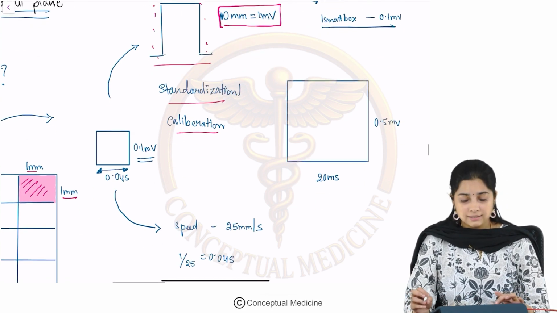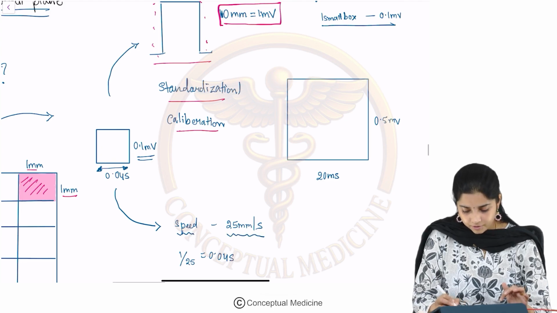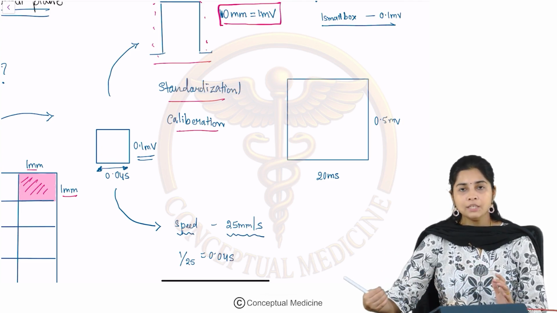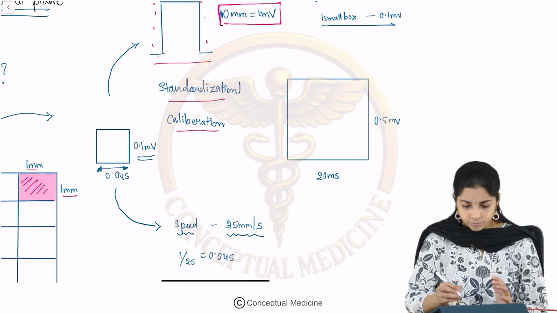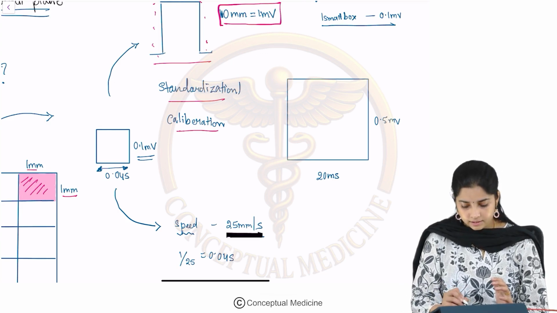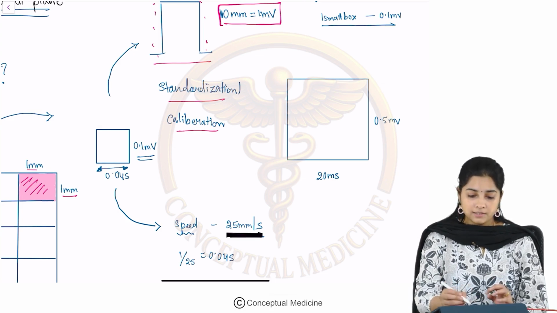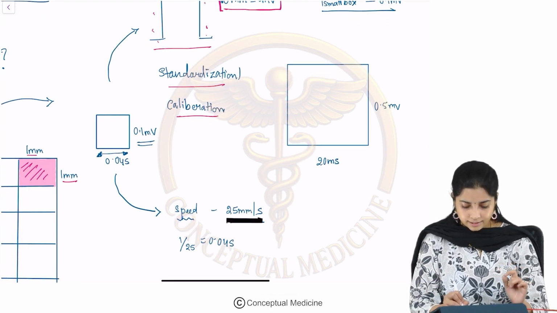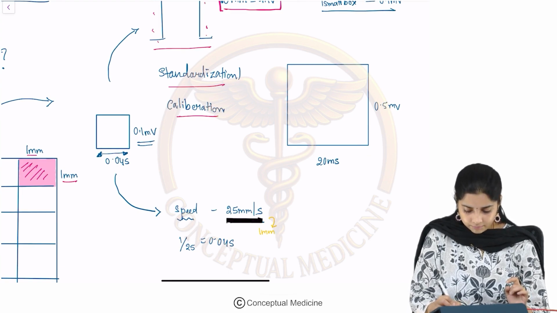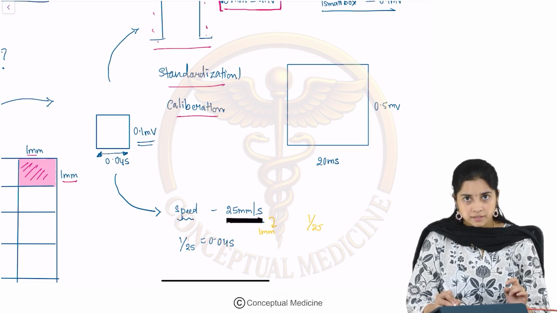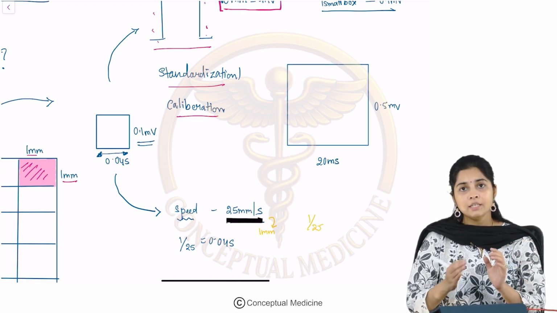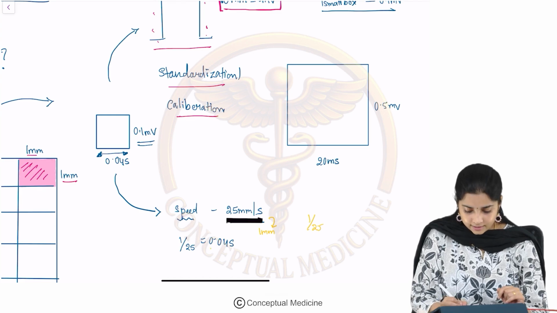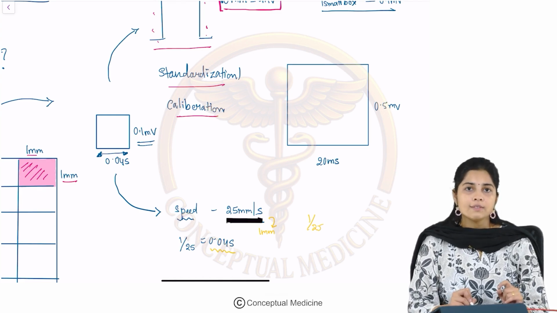Okay. To understand this, you have to understand the speed of the ECG paper. When you are drawing out the ECG paper from the machine, the speed is 25 millimeters per second. That means that 25 millimeters is covered in 1 second. So, 1 mm width is how much? In terms of seconds, it is 1 by 25 or 0.04 seconds.